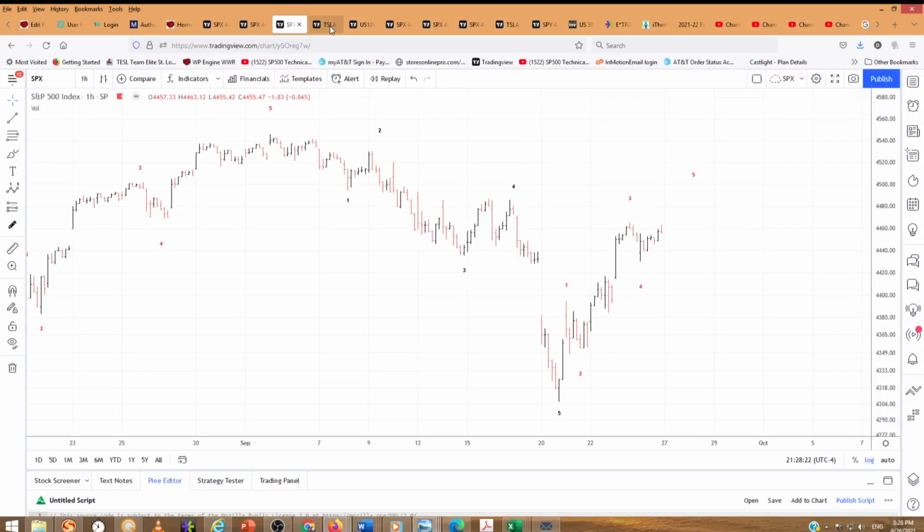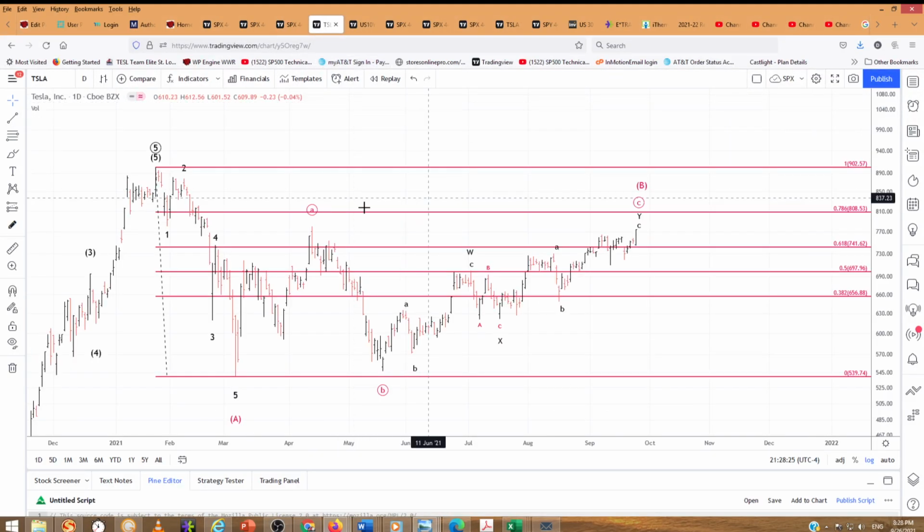I want to get into Tesla. Here's a daily chart of Tesla from the January high of 900. There is 1, 2, 3, 4, 5 in black down for wave A. Corrections are letters. Impulse waves are numbers. So that would be an A down. We're looking for a B up and a C down.